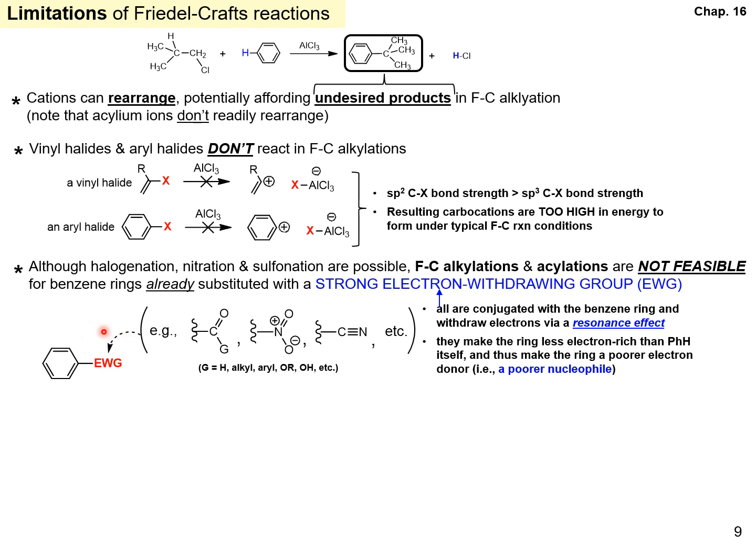So please remember, for Friedel-Crafts reactions only, not halogenation, nitration, or sulfonation, you can do those with strong electron withdrawing groups. But when the electrophile is a carbocation or acylium ion in the Friedel-Crafts reactions, you cannot do that with a strong electron withdrawing group attached to the ring.